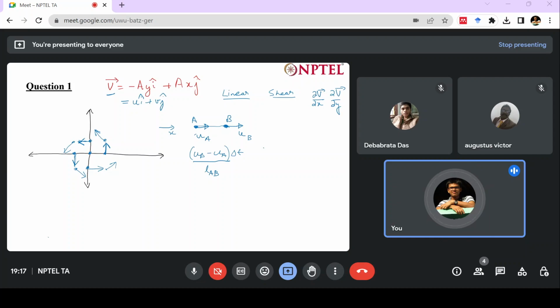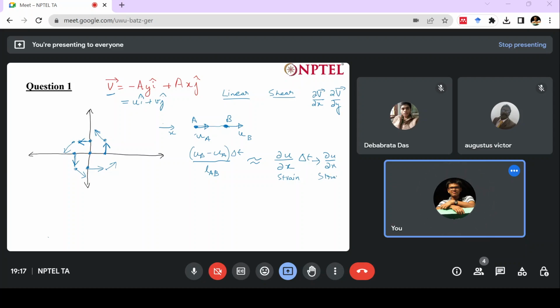Now let's say AB is very small, so this will turn out to be del u del x, if this is the x direction as I had mentioned. So the strain will have delta t. Whenever we are talking about strain rate, this delta t might be dropped. So this will be strain, and whenever we are talking about strain rate, it is simply del u del x.